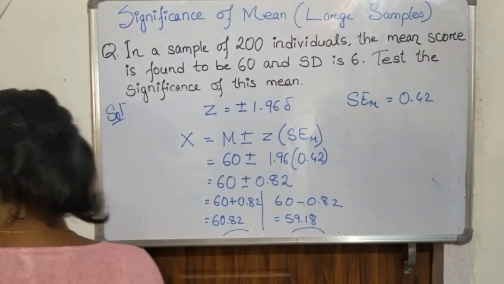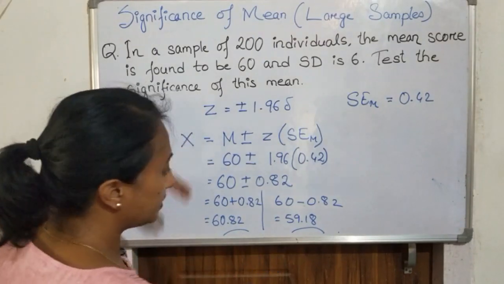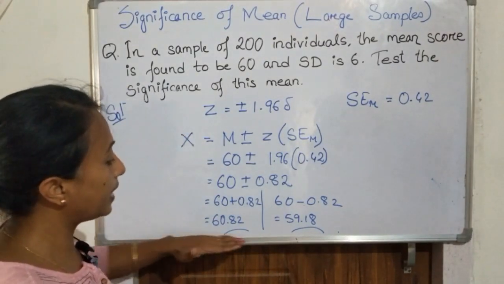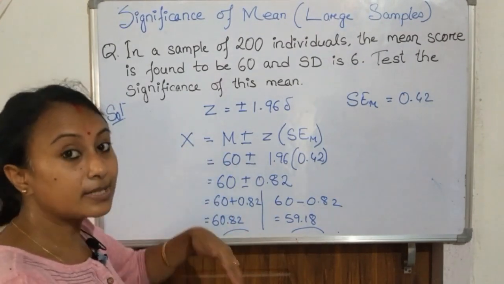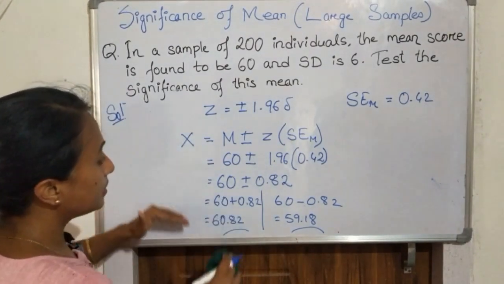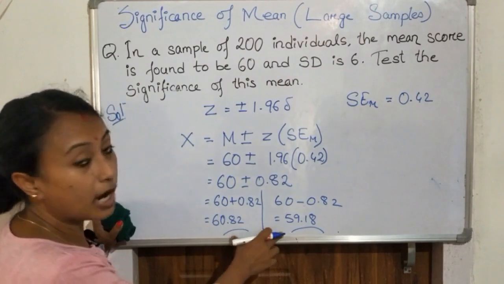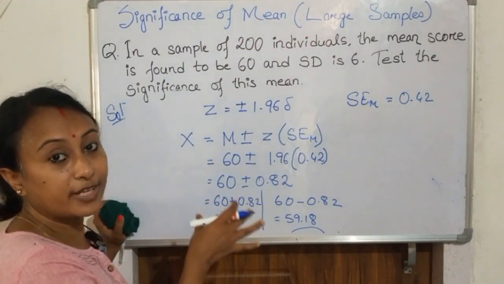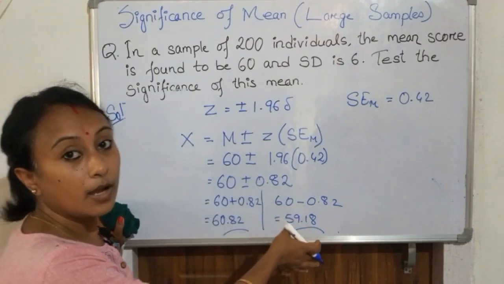How to write this? You may write the interpretation after finding out the 5% level, or at the end. So these are the two limits for the confidence level at 5%.